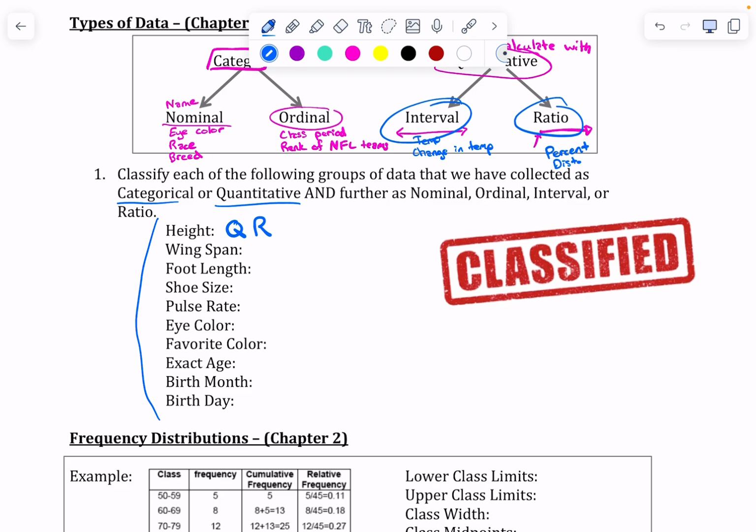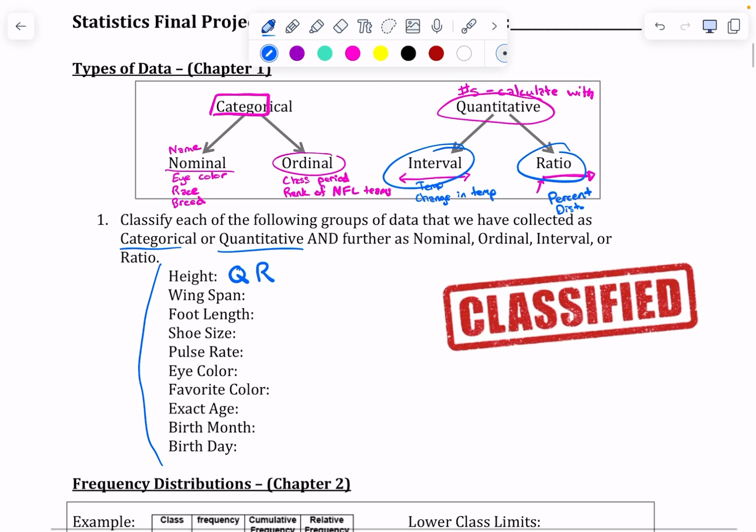Exact age. You could be negative years old. Let's be honest, that can be a thing, right? Okay, explain to me what you put for birth month. C. You put C. Okay, great. Exact age. Did you put C or Q? Q. And then is it interval or ratio?